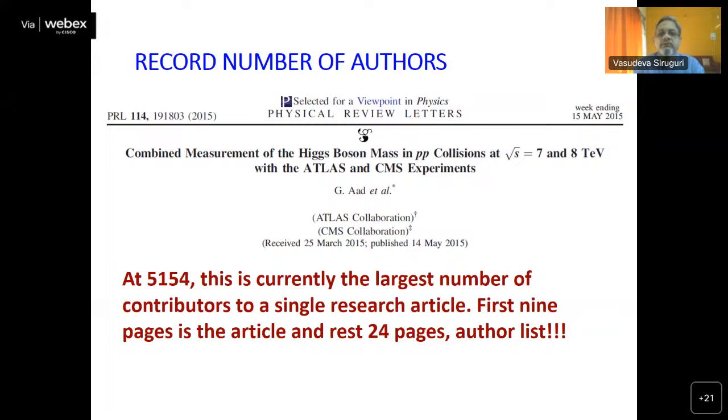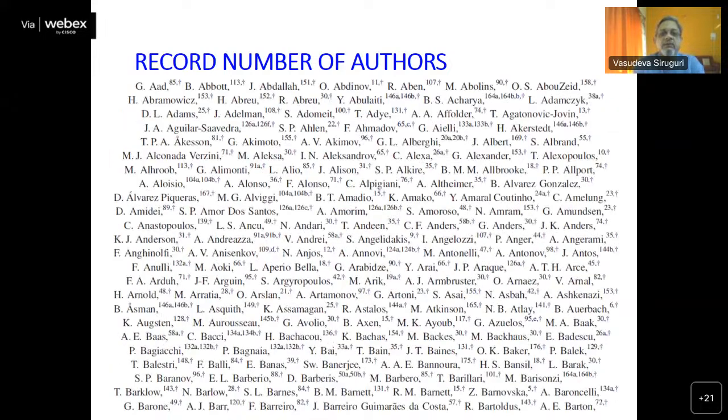So this was one such article which appeared in 2015 with 5,154 authors. At that time, this was the largest number of contributors to a single research article. In fact, the first 9 pages is the actual manuscript, and the remaining 24 pages is just the author list. So you can see how it goes.